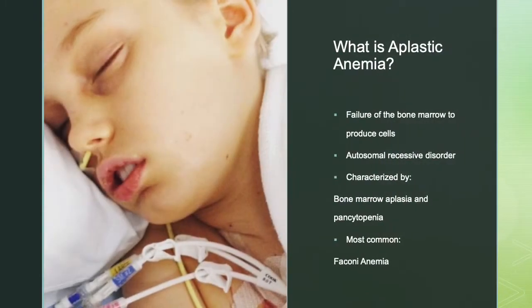What is aplastic anemia? It is the failure of the bone marrow to produce cells. It is an autosomal recessive disorder. It's characterized by bone marrow aplasia and pancytopenia, which is a decreased number of all blood cells. The most common is Fanconi anemia.